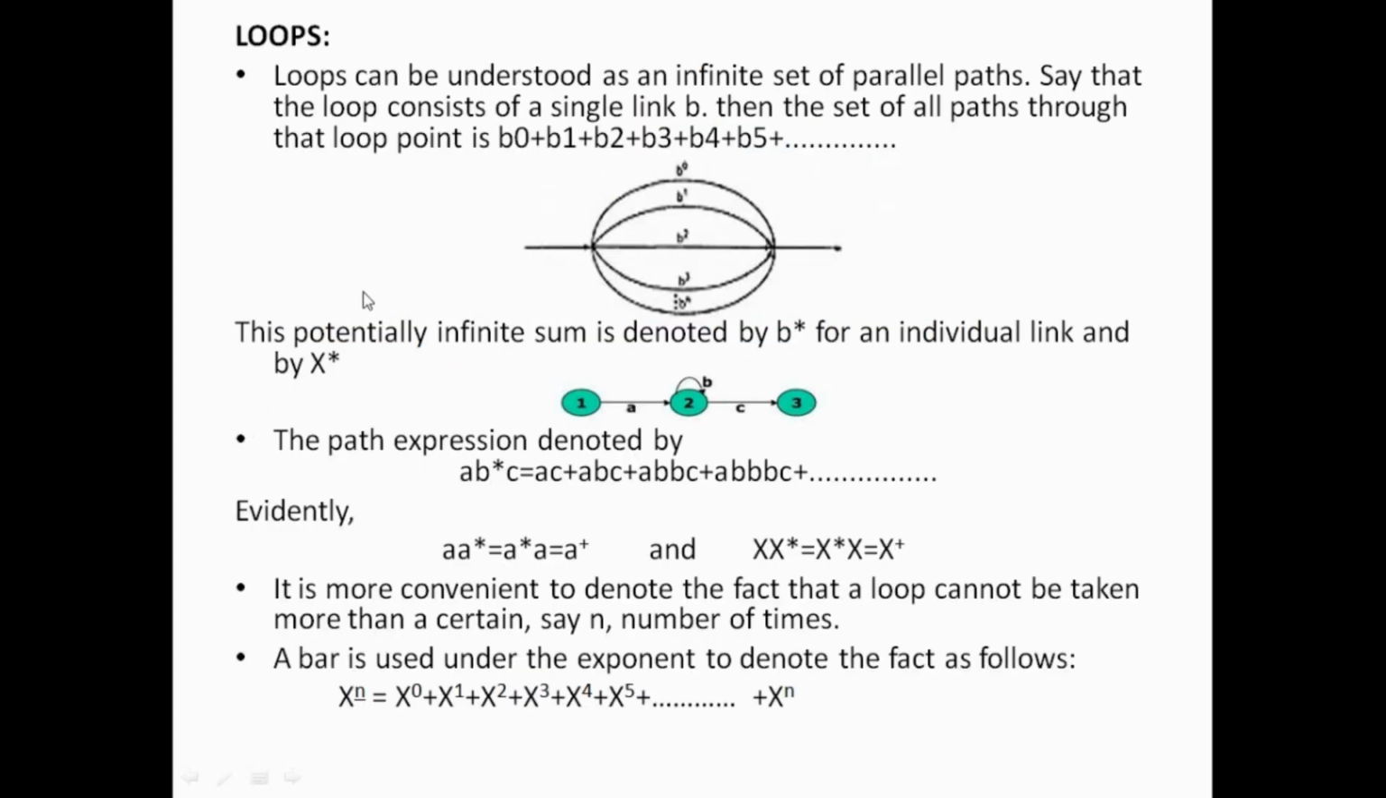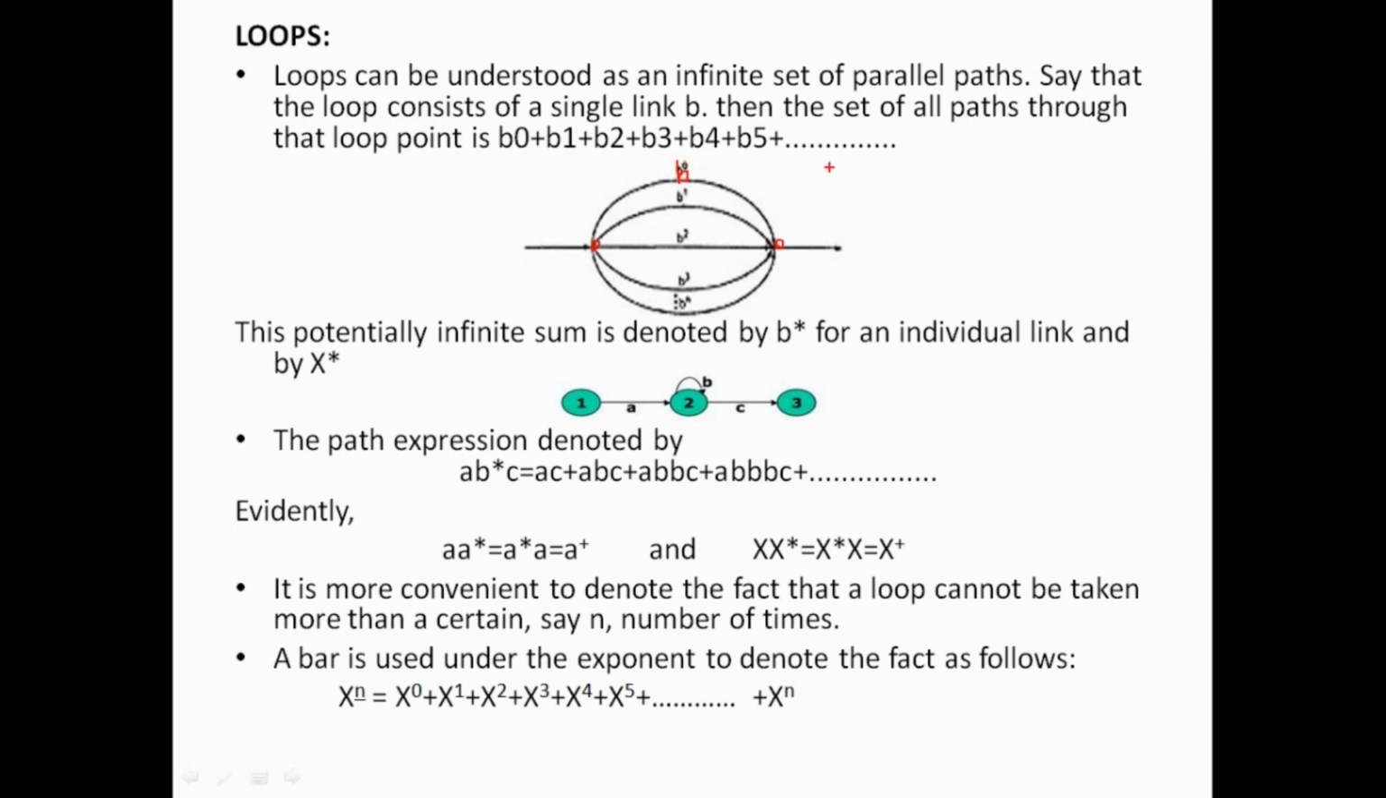Loops. Loops can be understood as an infinite set of parallel paths. Say that the loop consists of a single link B. In between two nodes there is a collection of links. So a single link we can represent with B, B to the power of 0 also.